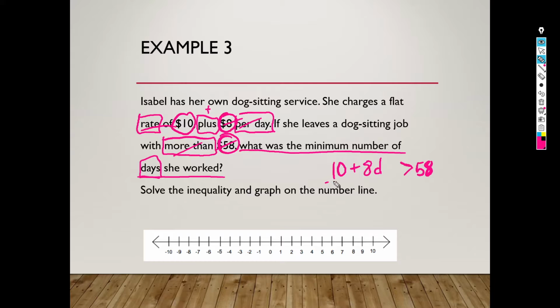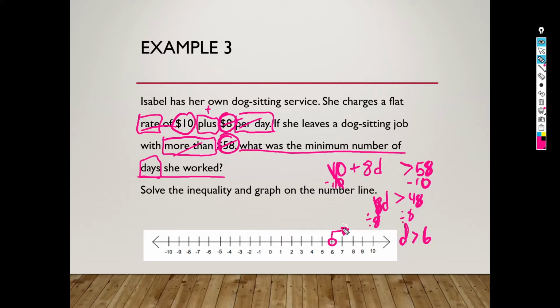Again, we've got a positive. We can take away that 10. That becomes 0, and I get 8D is going to be greater than 58 minus 10, which is 48. Divide by 8, because that's being multiplied, so we want to get rid of that by dividing. D is greater than 6. And again, now that we have that greater than sign, and it's not any equality, we're going to use the open circle here, and we're saying it's going this way.